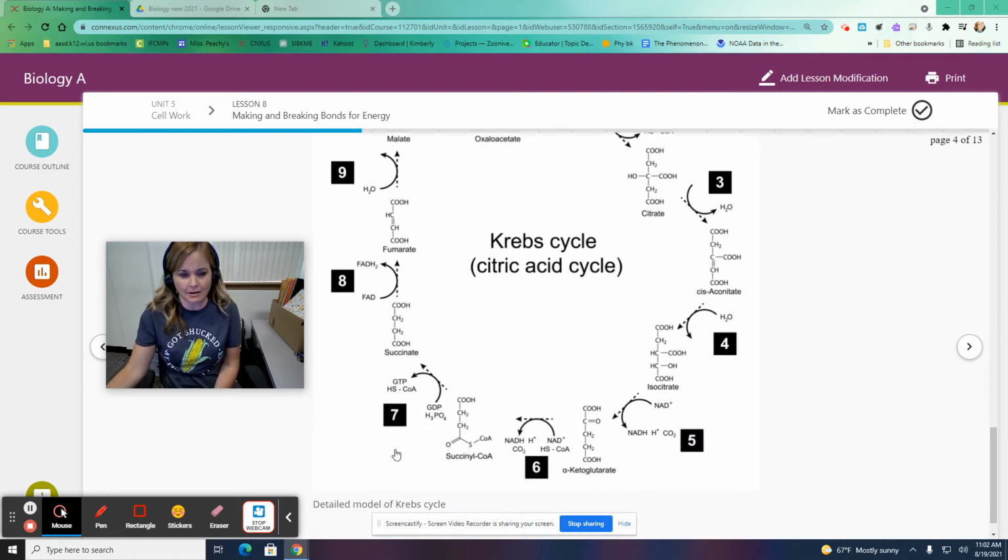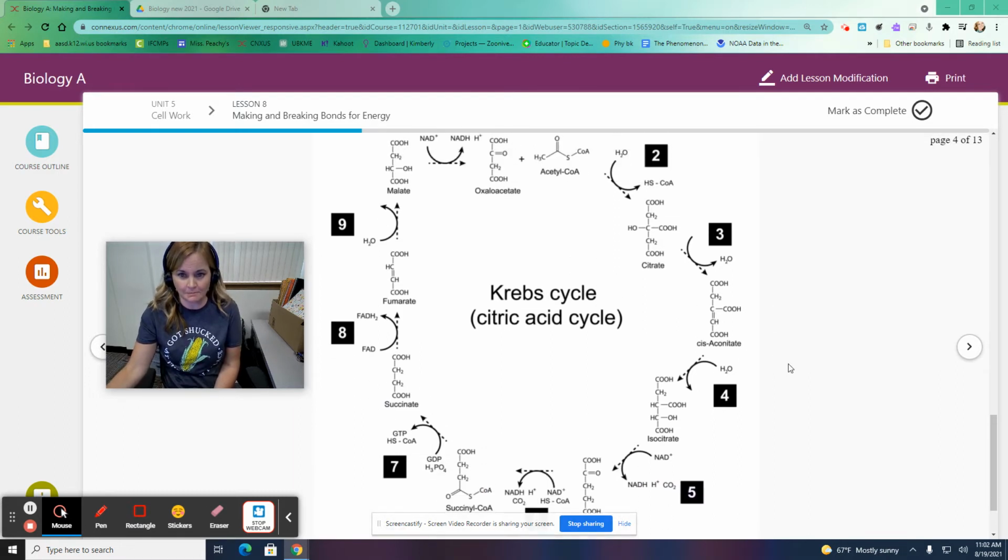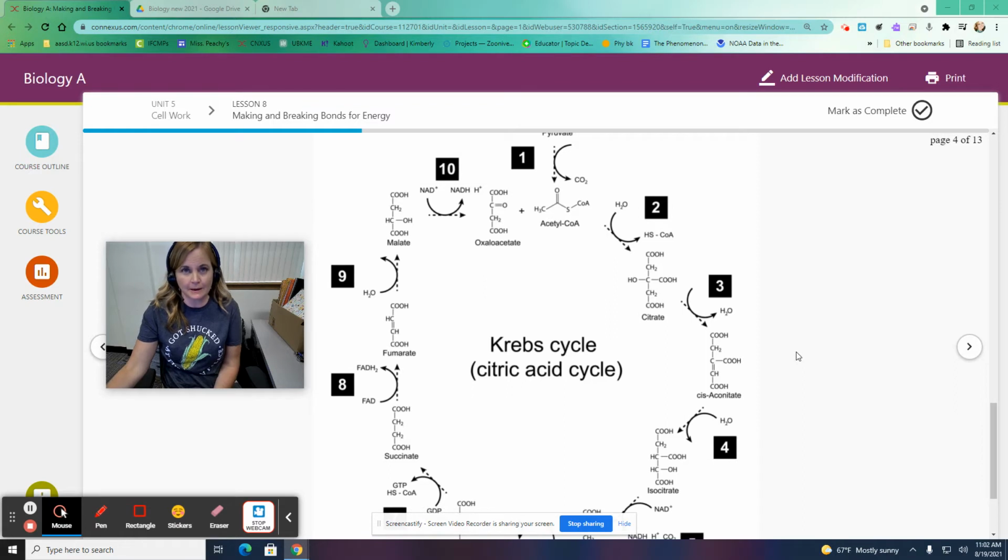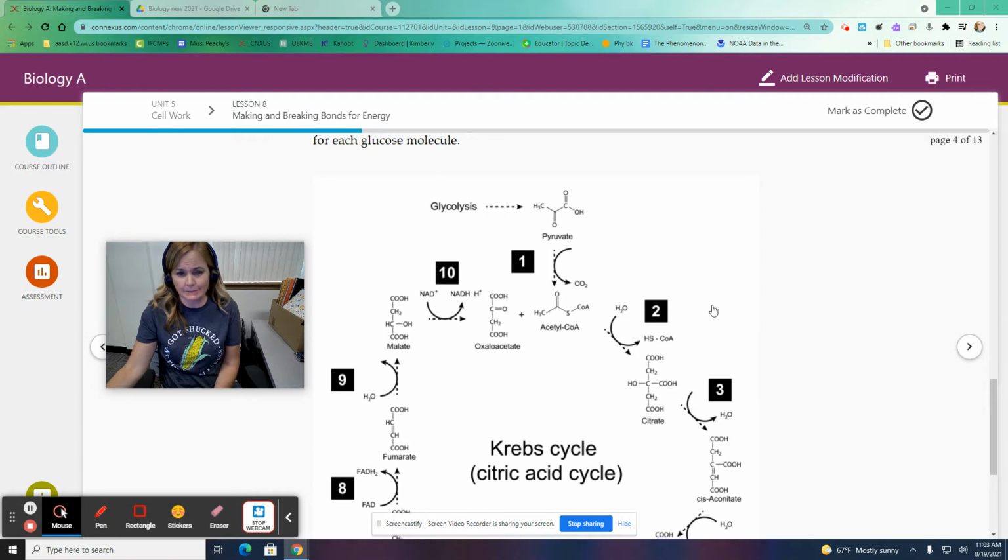I had to memorize this in college. I do not even know it now. So unless you were to become a molecular biologist, you don't really need to know the Krebs cycle by heart. So I'm not going to expect you to memorize this.